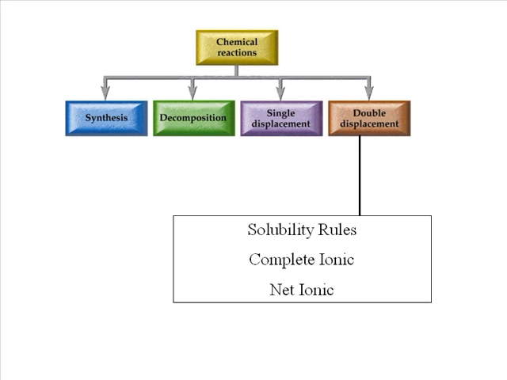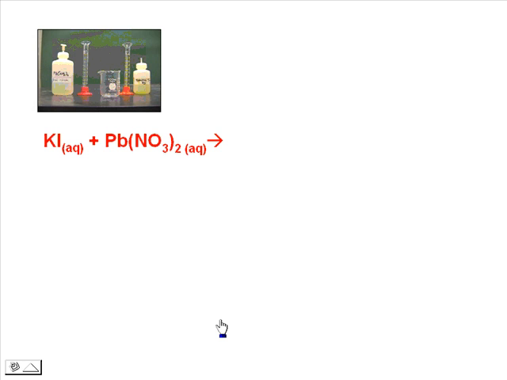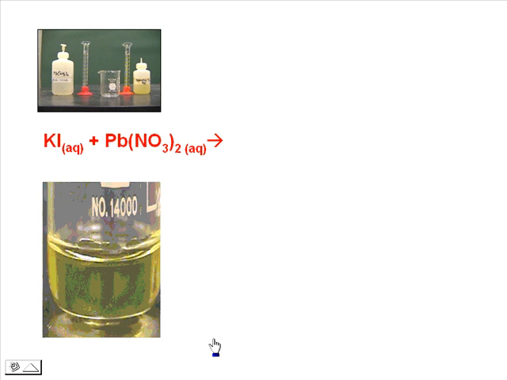So before we can do that, let's take a look at writing the molecular equation. We're going to combine potassium iodide with lead 2 nitrate. And so the aqueous is telling us that it is a compound dissolved in water. So it's an aqueous solution of each of these compounds. What does that really mean, though?